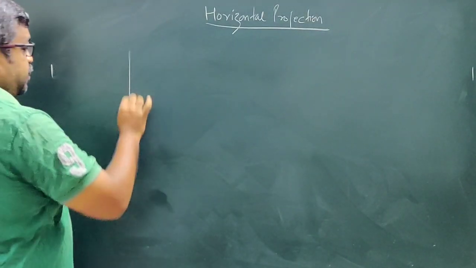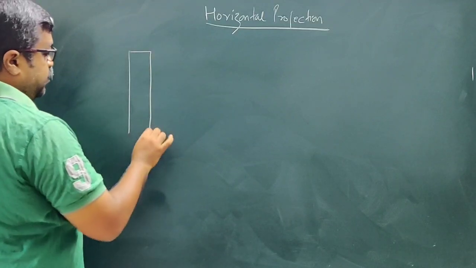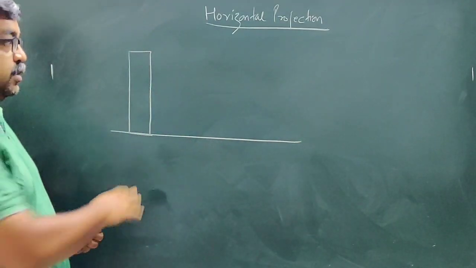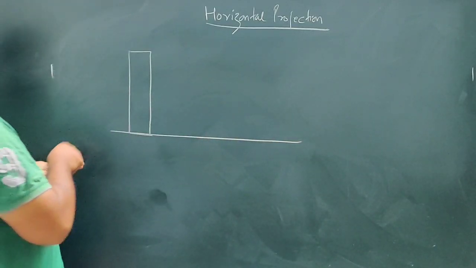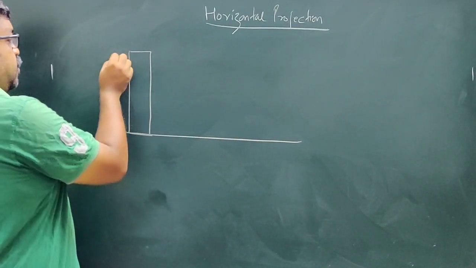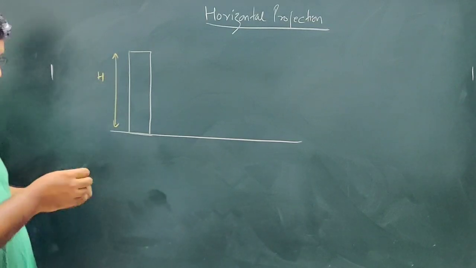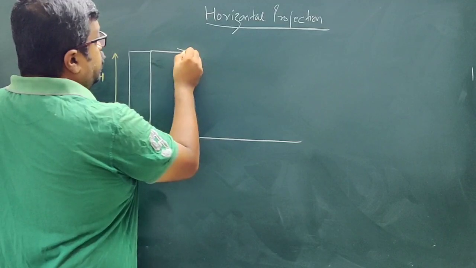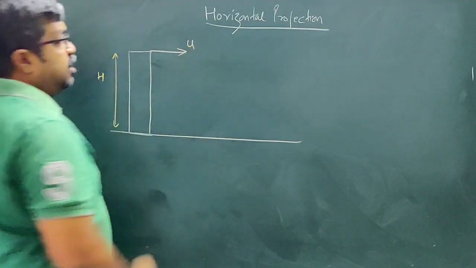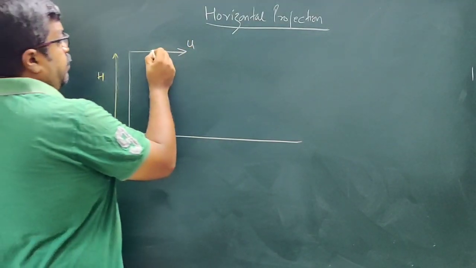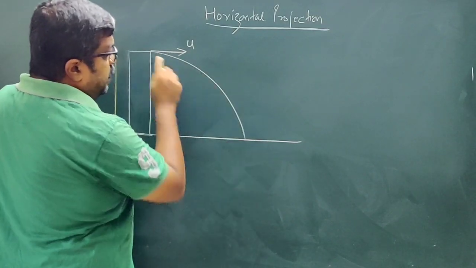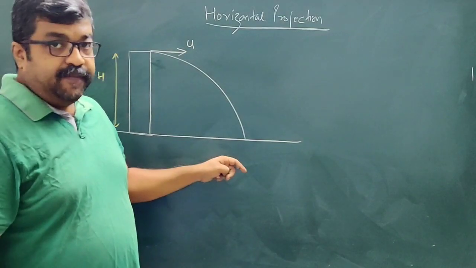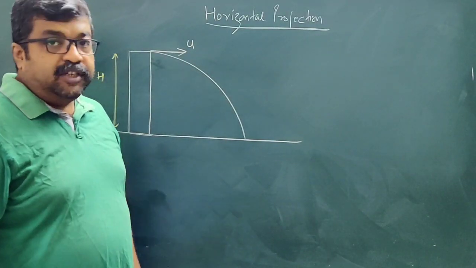So suppose from this height, suppose this is a tower. Okay, and this is the ground. This is the horizontal ground, and this is a tower of height h. Okay, from this point the projectile is projected horizontally with velocity u. Okay, and because of gravity it takes this path. So this is the path of the projectile under the influence of gravity. So this path is called trajectory.